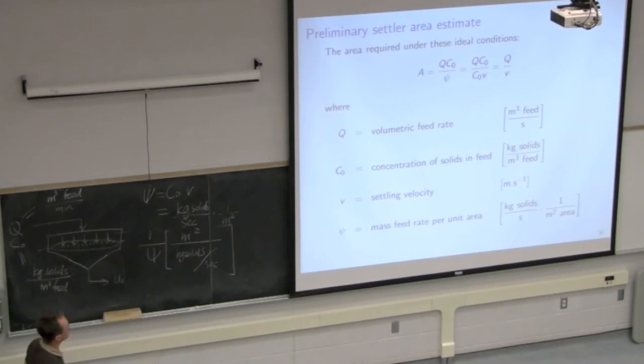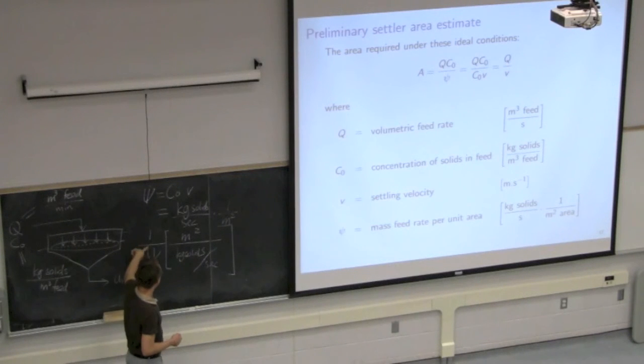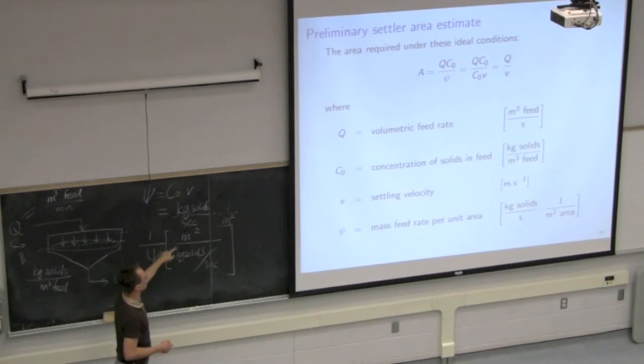So that's where that first equation up there comes from. If I know inverse flux, and if I multiply Q times C0, that's my mass flow, multiplied by 1 over psi, that will calculate for me the unit area required. And once I have the unit area, I can calculate the diameter of the vessel.